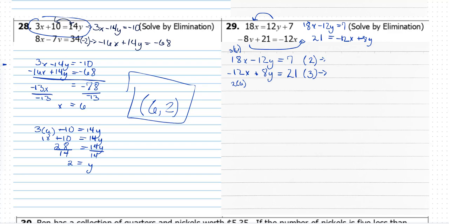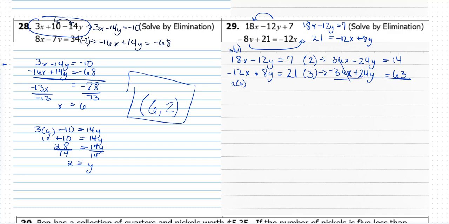So when I multiply 18 times 2, I get 36x minus 24y is equal to 14. When I multiply the second equation by 3, I end up with a negative 36x plus 24y is equal to 63.